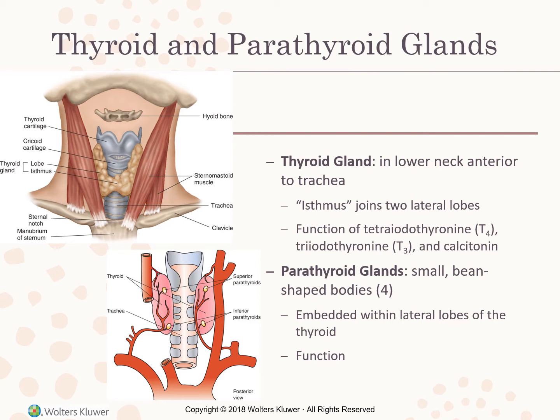They secrete parathyroid hormone, which will increase the level of calcium in the blood when there is a decrease in the serum level. The parathyroid hormone does so by causing calcium and phosphorus to be released from the bones, and it also does this by interfering with the urinary excretion of calcium, but also promoting the urinary excretion of phosphorus. And then it'll also activate vitamin D, which causes an increase in calcium absorption within the intestine.